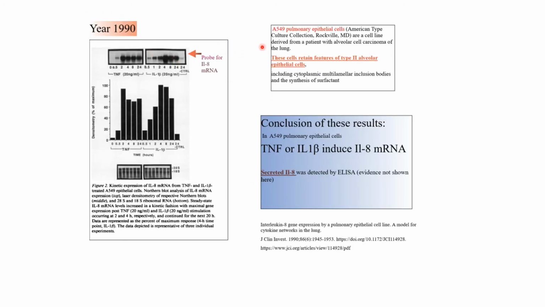1990. A549 pulmonary epithelial cells. So it's a cell line representing pulmonary epithelium. These cells retain features of type 2 alveolar epithelial cells. The conclusion of these results is that in the A549 epithelial cell line, TNF or IL-1 beta induce IL-8 mRNA. Secreted IL-8 was also detected. So they produce mRNA plus the protein.